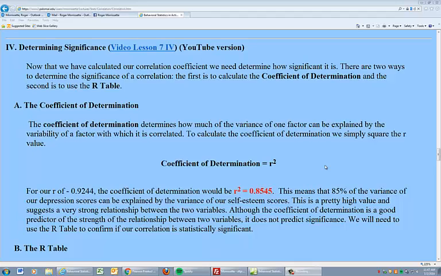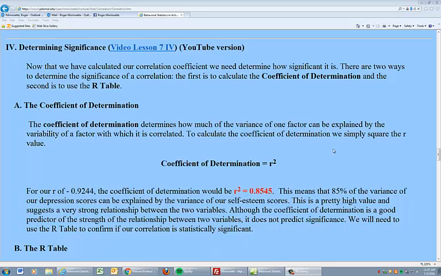All right, now let's talk about determining statistical significance of a correlation. We're going to be doing more of this significance testing in the last third of the course. This is our first go with it, with correlation. We're going to use the R table to determine significance.